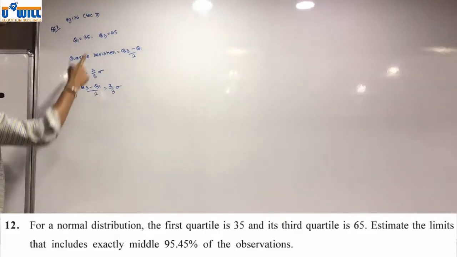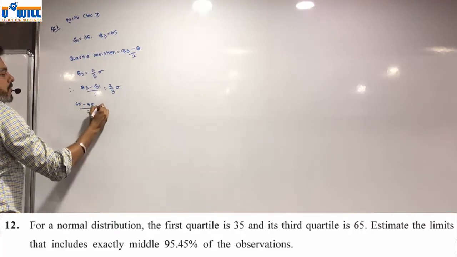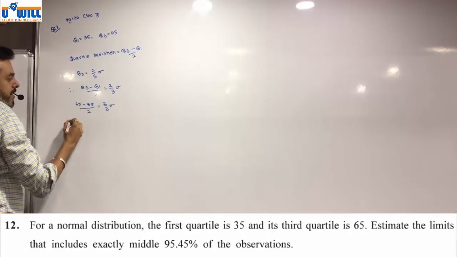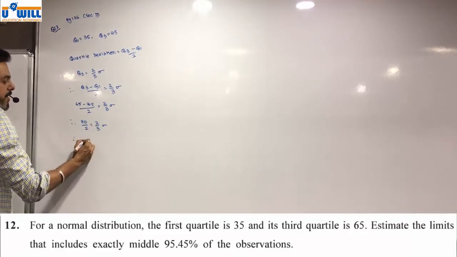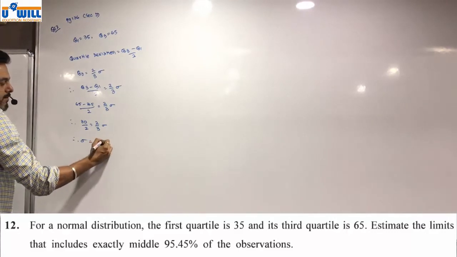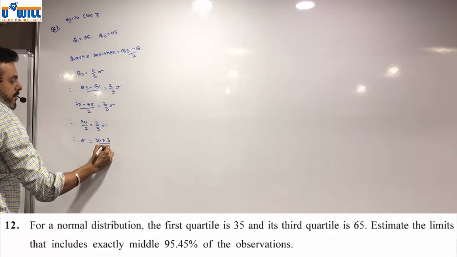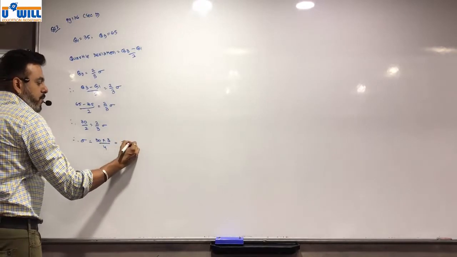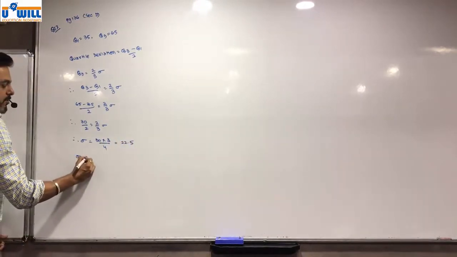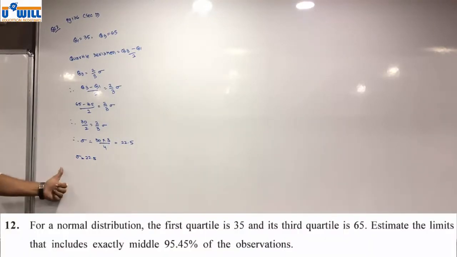What is given? Q3 and Q1. So 65 minus 35 upon 2 is equal to 2 by 3 sigma. Therefore, 30 by 2 is equal to 2 by 3 sigma. Therefore, sigma is equal to 30 into 3 upon 2 into 2 is 4, which is equal to 22.5. So sigma is equal to 22.5. We got sigma.